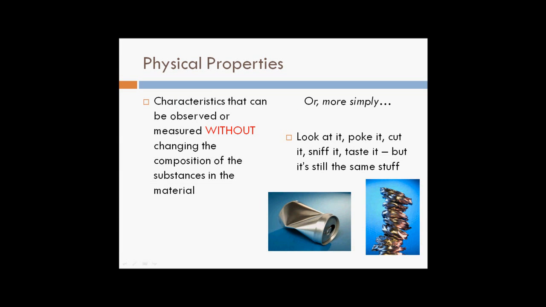Physical properties are characteristics that can be observed or measured without changing the composition of the substances in the material. Sounds a little complicated. To put it simply, you can look at it, poke it, sniff it, taste it, touch it, bend it, squish it, and it's still going to be the same stuff. So these are things that you can observe without actually changing the item at all.